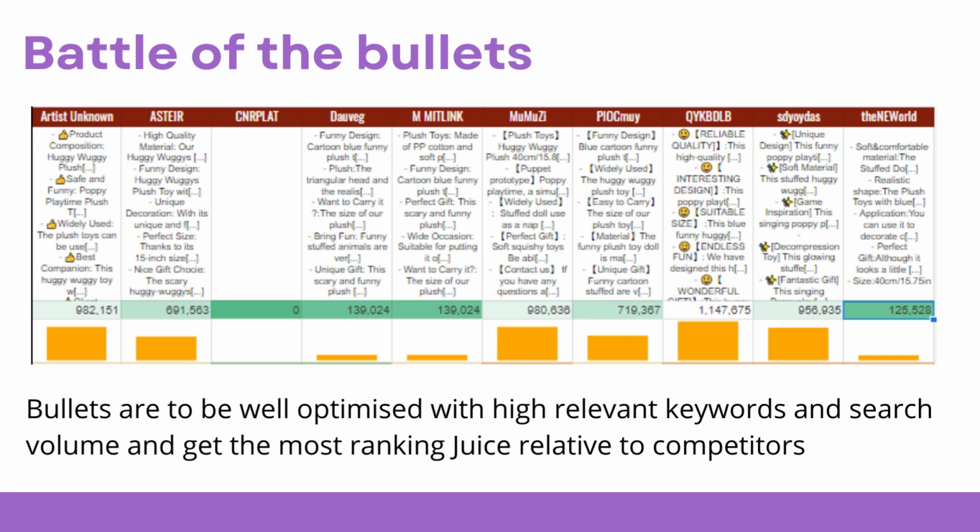Now when you have a higher ranking juice through your bullets, your reach to customers is also higher. When the reach is higher, more customers will be able to find you. If customers are able to find you, naturally you will also get more sales, right? So after your titles, it is also important to have your bullet points well optimized.